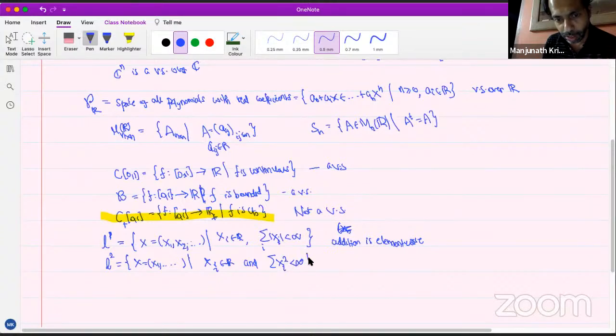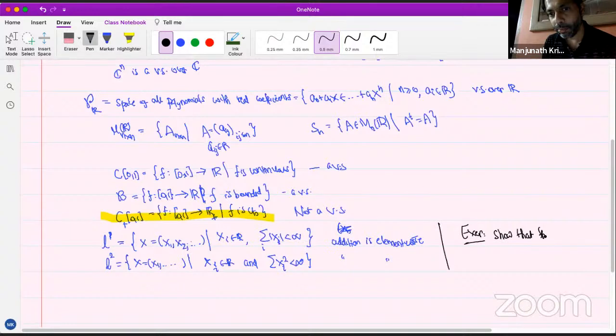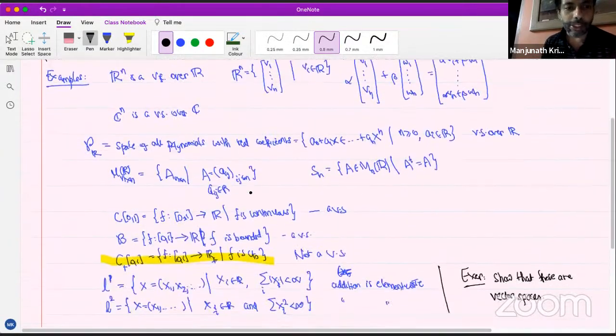This is also the same. Addition is element-wise. If you add two such sequences, can you show... So maybe this is an exercise: show that these are vector spaces. The first one is easy. The second one is also not difficult, but you need to do something at least to show it. Okay, so show that these are actually vector spaces. So we have lots of vector spaces.